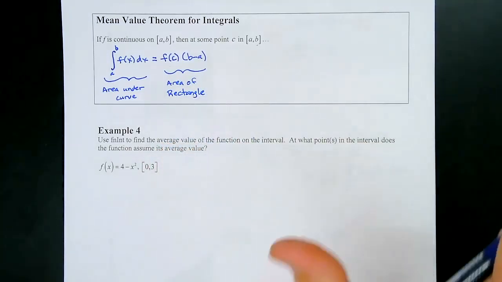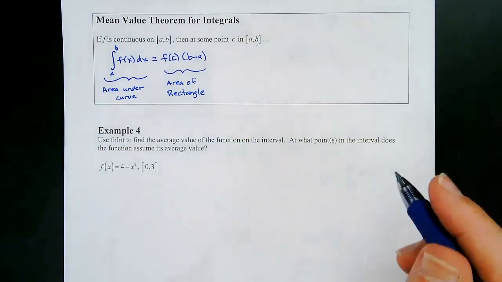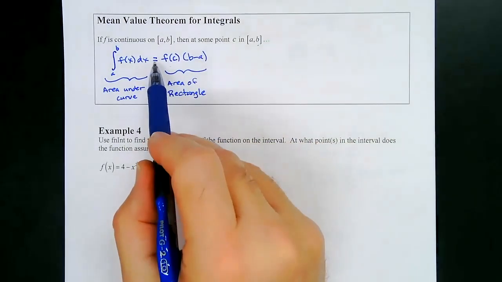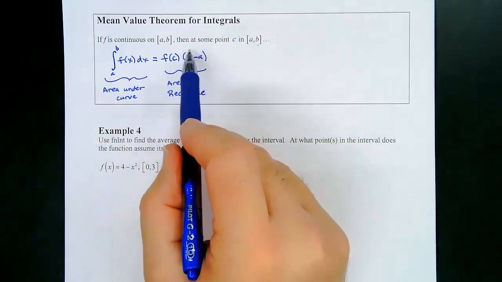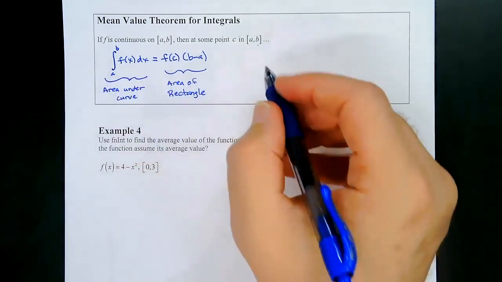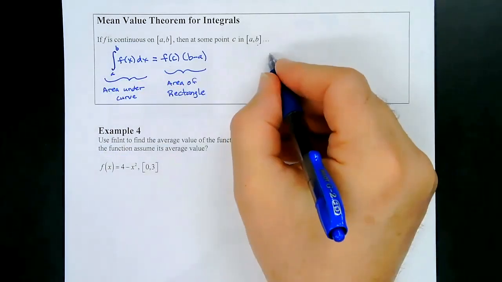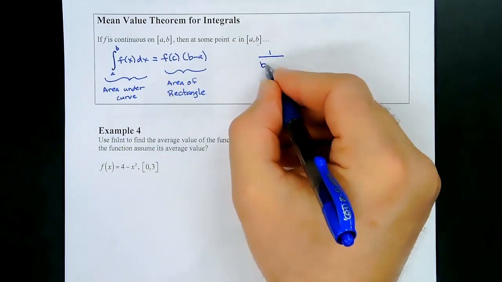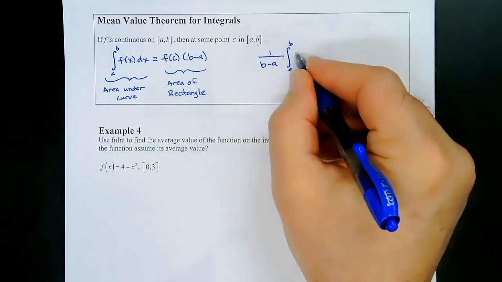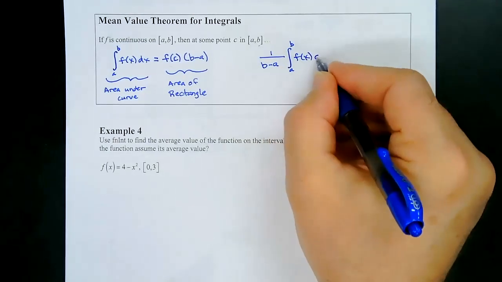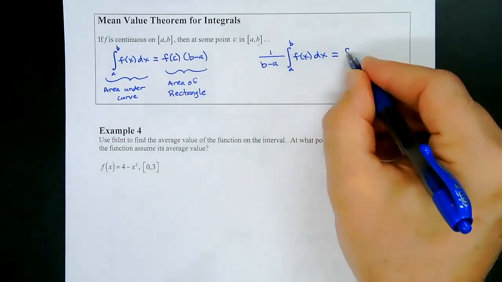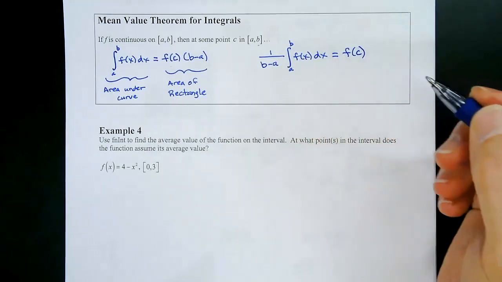Okay, so let me show you what this actually means and what we're going to use in this next problem. So this is an equals right here, so that means this is an equation. This b minus a is a number. So what I'm going to do is multiply both sides of this equation by 1 over b minus a. So this left hand side becomes 1 over b minus a times the integral from a to b of f of x dx. Now we should recognize that. And what this equals is f of c.